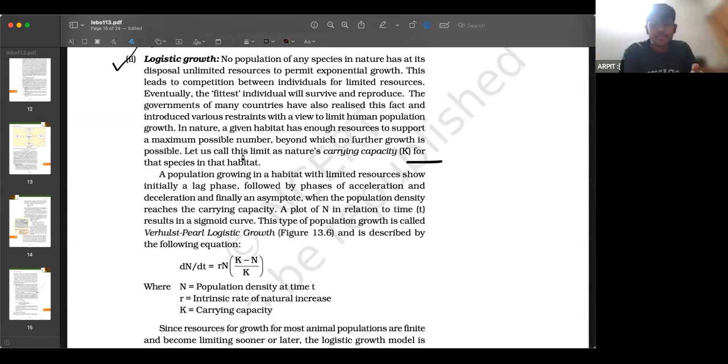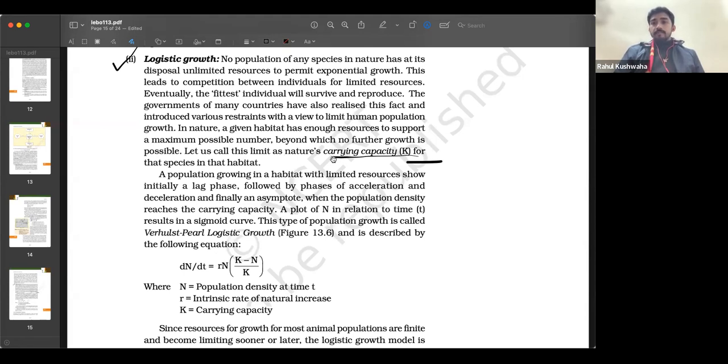And whatever factors lead to this limit, most importantly, if it is resources like food, then we call this limit the carrying capacity, nature's carrying capacity for that species population. For example, the carrying capacity of predators will be majorly decided by how many prey are available.